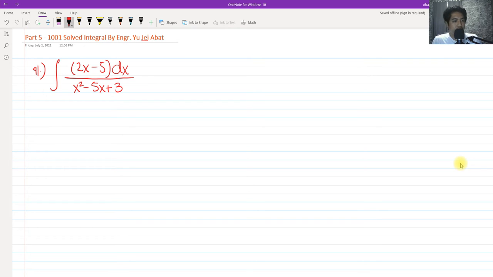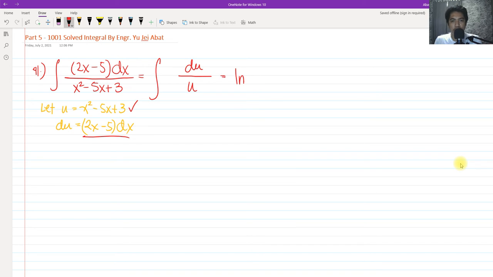So let's get started. For our problem 41, we have the integral of (2x minus 5) dx all over x squared minus 5x plus 3. What we are going to do is let u be x squared minus 5x plus 3. This is a simple u substitution because, as you can see, if we differentiate u with respect to x, that would be 2x minus 5, which is our numerator. So we have 2x minus 5 dx, we simply substitute it as our du, and our u is x squared minus 5x plus 3. So that would be du all over u.